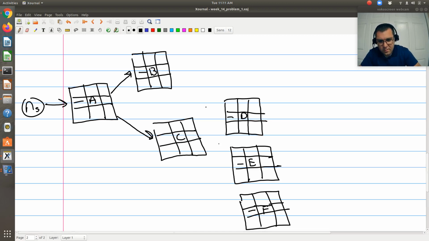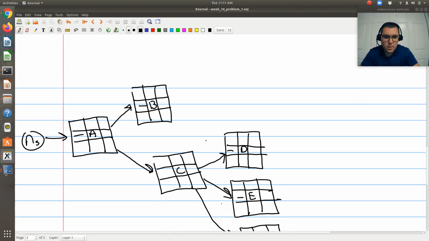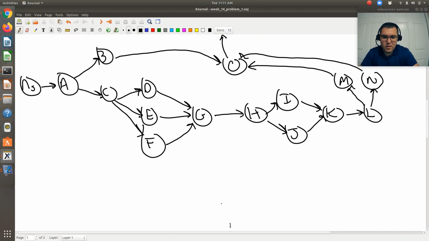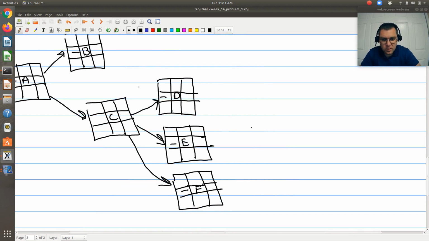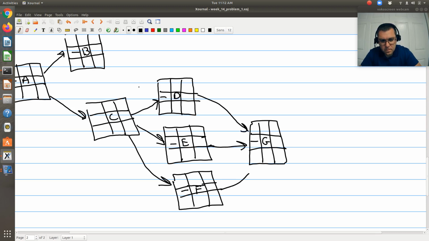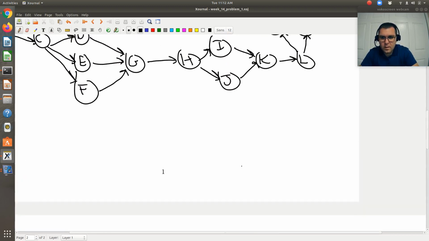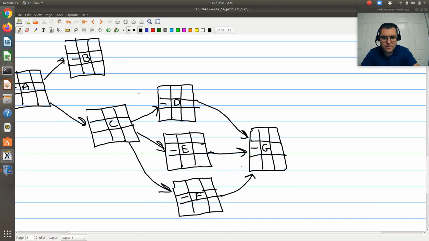To D, E, and F. Okay. Then D, E, and F all converged on G. So let me draw in G. Then from G, we went to H. And H split off to I and J.